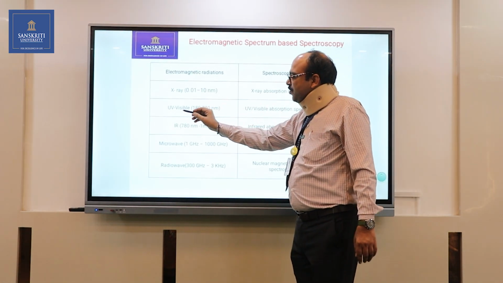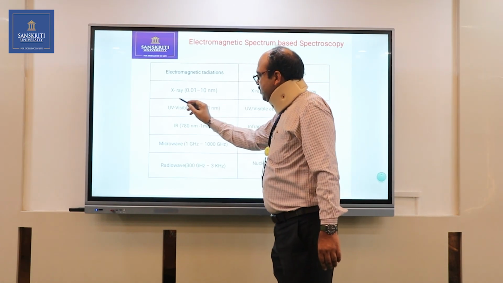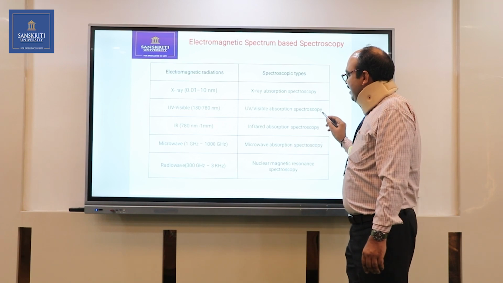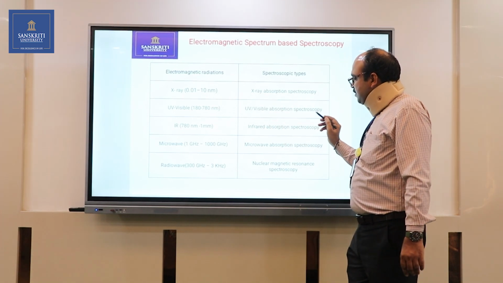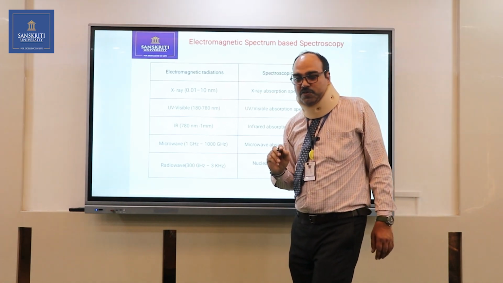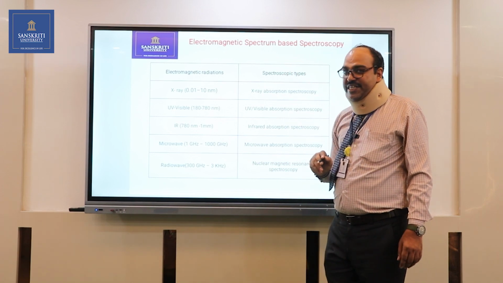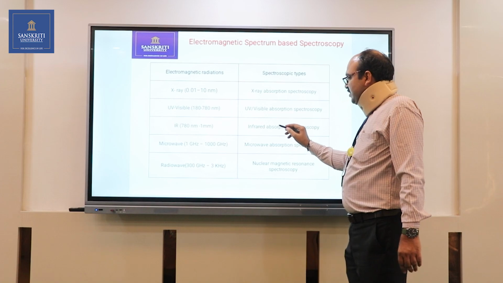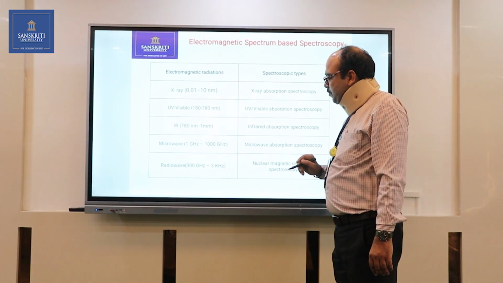Second, if we are talking about UV-visible, maximum materials can be studied using the UV-visible range, that is 180 nanometers to 780 nanometers. And what type of spectroscopy is it? It's basically absorption spectroscopy. IR has a range of 780 nanometers to 1 millimeter, and it is used in infrared absorption spectroscopy.